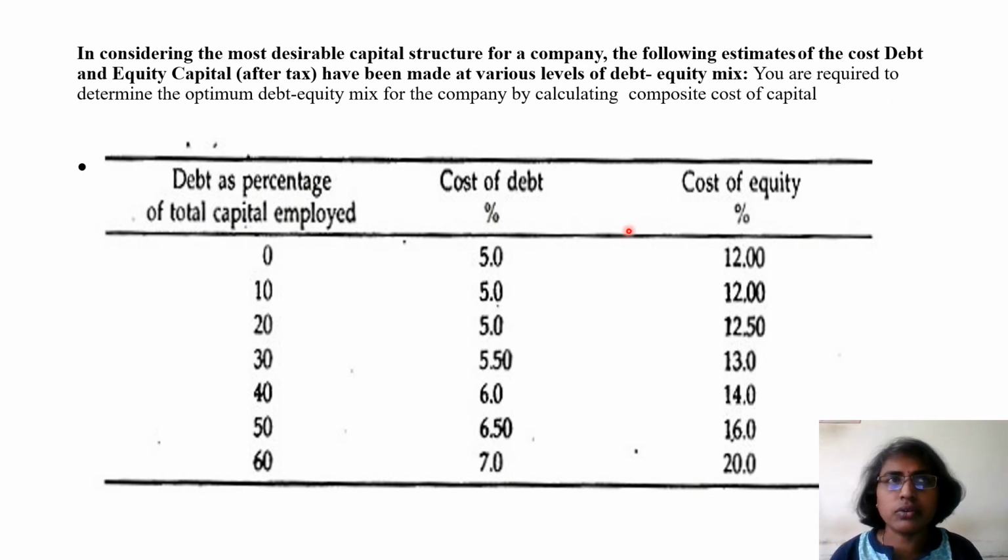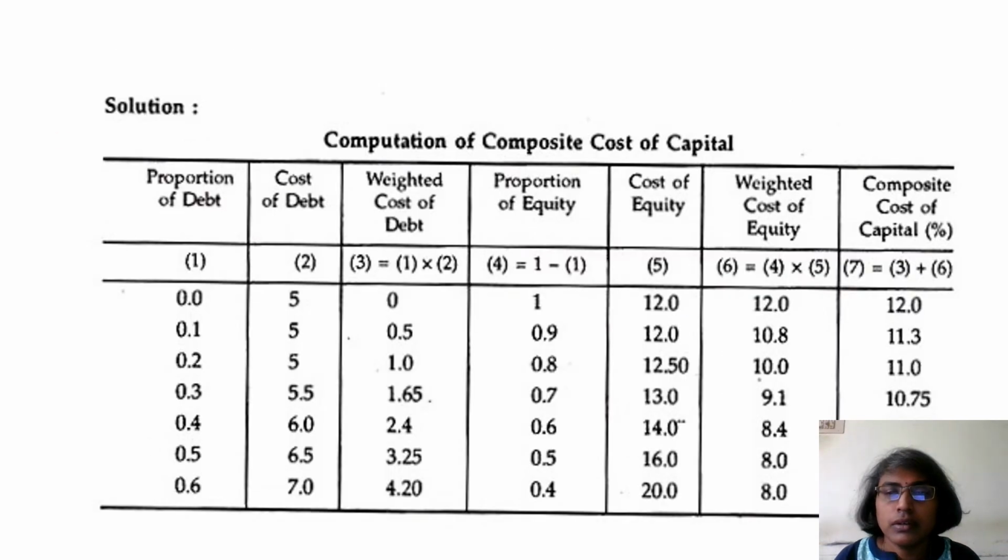So we have to find out the optimum debt equity mix for this particular company, as well as the weighted average cost of capital. We have to find the minimum weighted average cost of capital so that we can identify the best optimum debt equity mix. Now what is given in the problem is debt as a percentage of total capital, total capital employed, cost of debt, and cost of equity. So now composite cost of capital can be calculated.